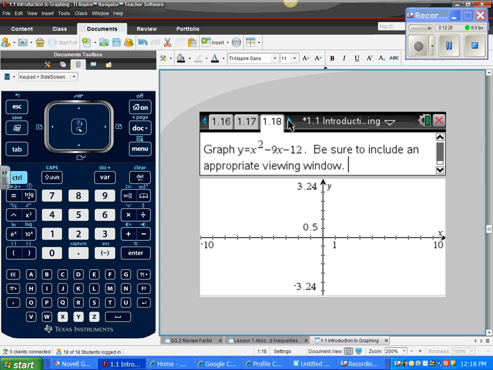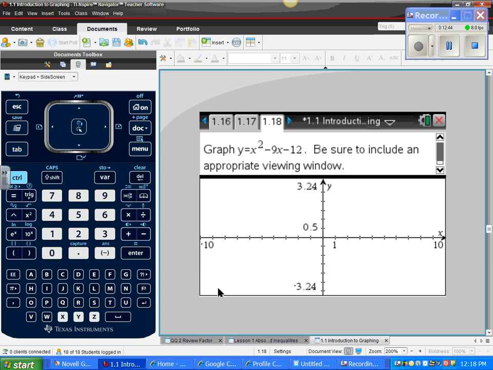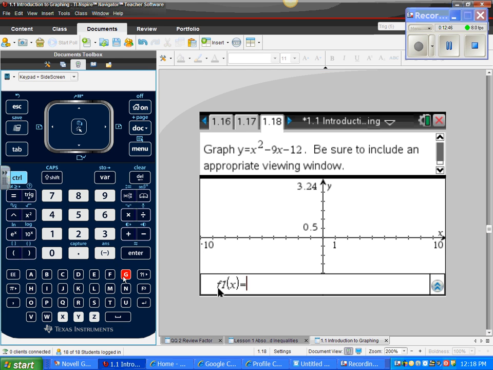All right, so we're going to graph y equals x squared minus 9x minus 12. And we want to make sure that we include an appropriate graphing window or viewing region, meaning we want to make sure that our critical values are in there, our minimum or our turning point, okay? So we're going to come down here, and we're actually going to graph it in here. So Control G to bring up that function bar.